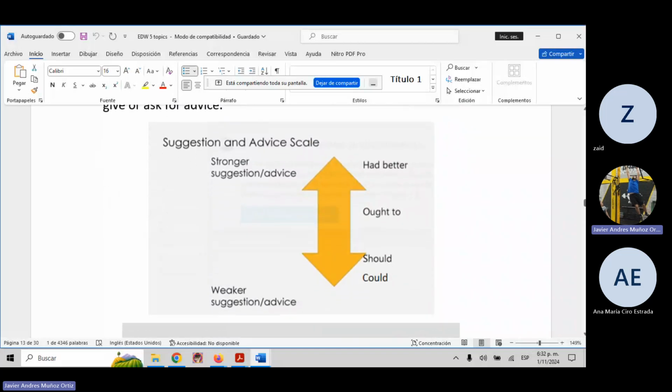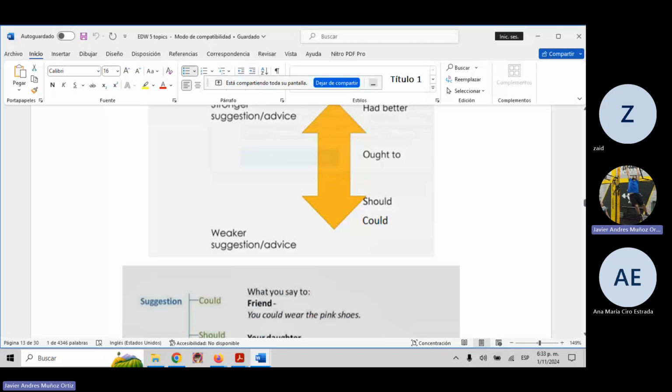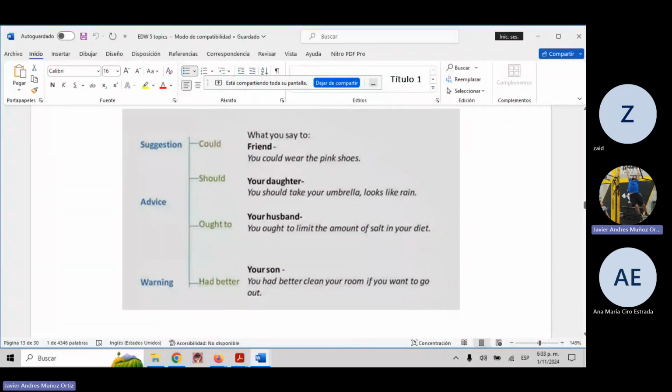So if the advice is strong, if the advice is very important to take into account, we are going to use had better. And the milder we get, we are going to use ought to, should, and could. And being could the base of the pyramid, being could a weak advice, a weak suggestion, something that if you take into account, it's okay. It's not going to be the end of the world if you don't do this action. So once again, for example, could is more of a suggestion.